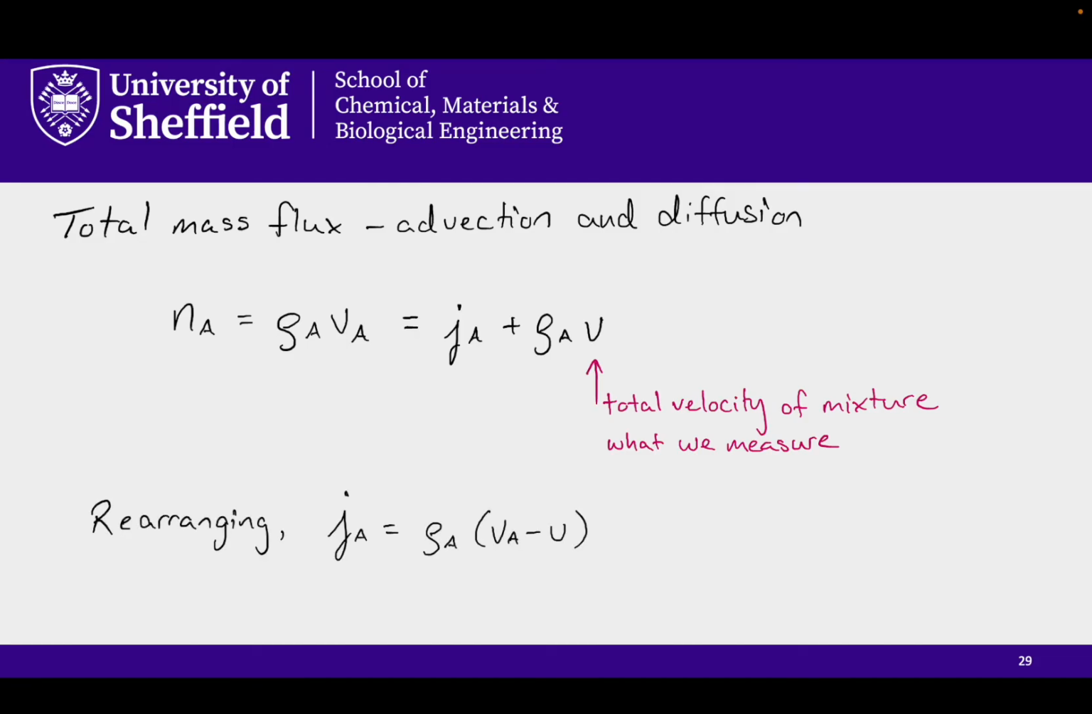Rearranging, we get that the diffusive flux is equal to rho A times the difference between these velocities of just species A and the total mixture velocity, V. And this is kind of a strange way of writing things, but what we see is that the diffusive velocity is relative to the total velocity.